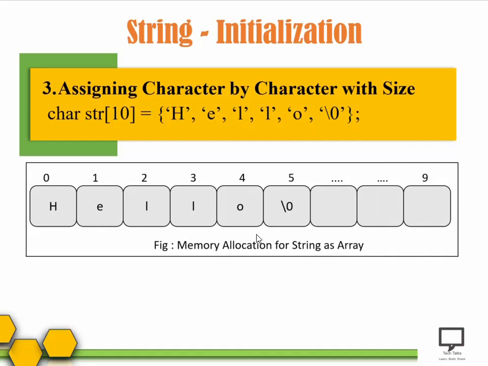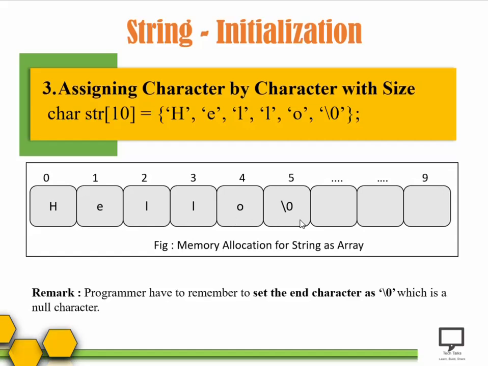Here you can see it is just the same as the previous one. Size is 10, so 10 locations are assigned, among which 6 values are assigned. They are H, E, L, L, O and the null character.